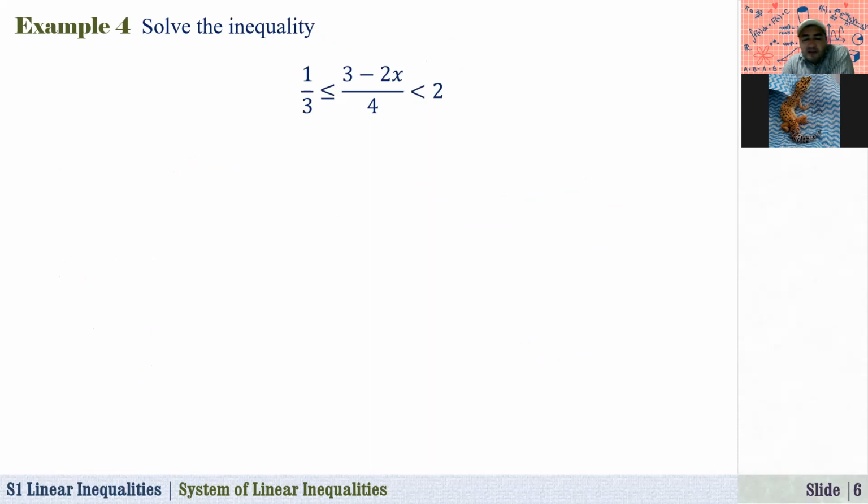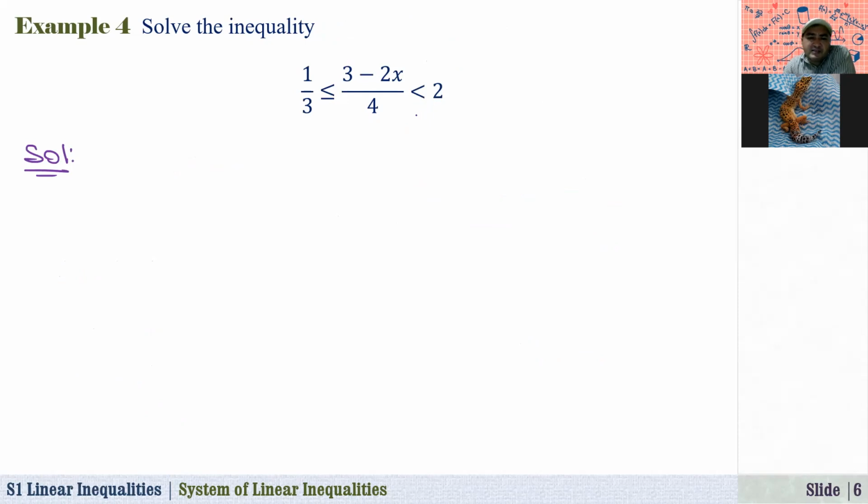Another example, solve the inequality or inequalities. Actually, we have two inequalities. In this case, we are given a single expression, but it contains, as I say, two inequalities. One is less than or equal to, and the other is less than. So what does it mean?